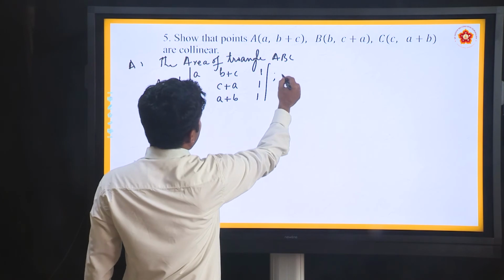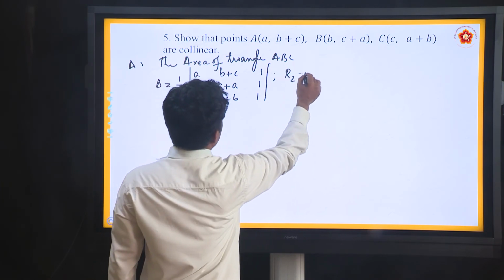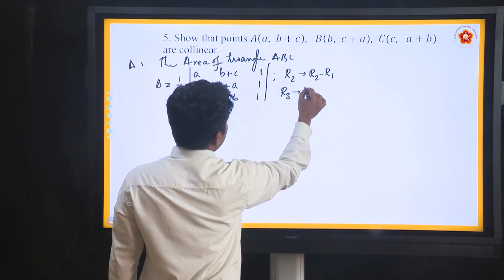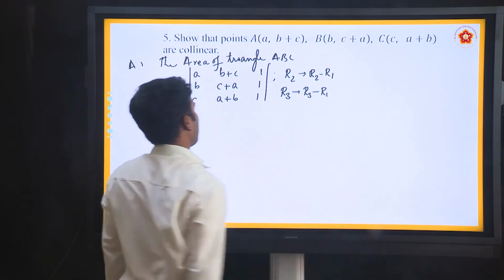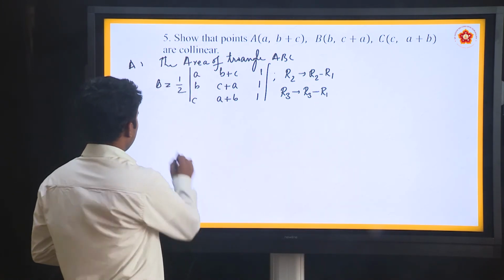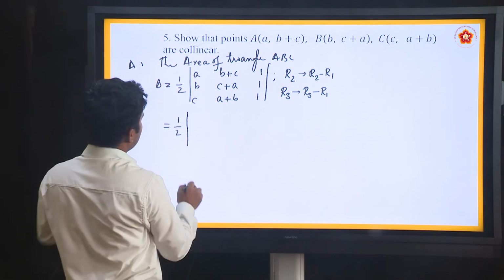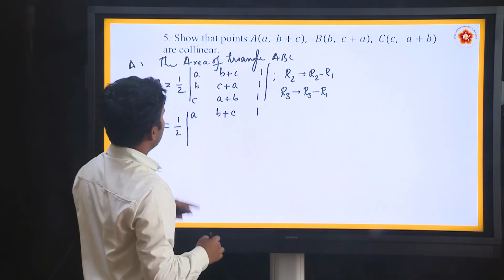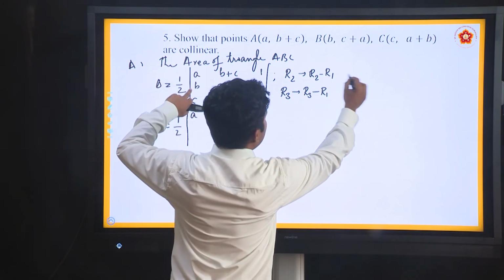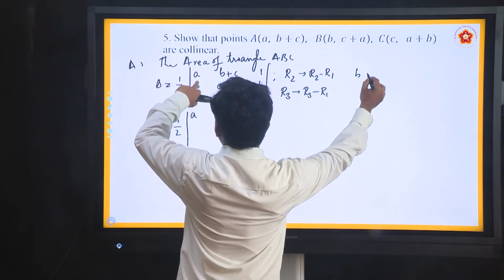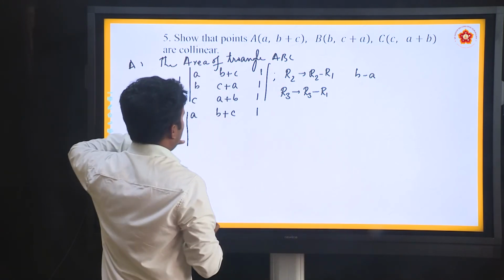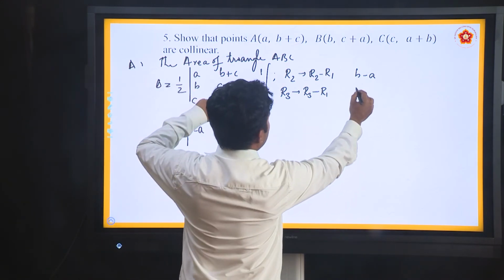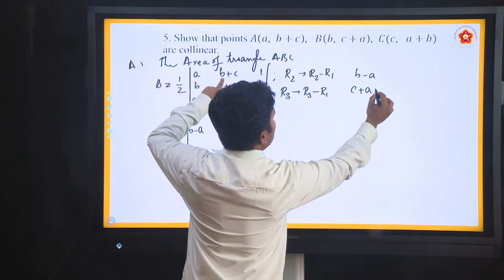See here, what I am going to do is the elementary operations: R2 as R2 minus R1, and R3 as R3 minus R1. This is what we are going to apply now. So, which is equal to half into, R1 does not change, which remains as it is, A, B plus C, 1. Now what about R2? R2 is R2 minus R1. What about this? B, corresponding element is A minus A in R1. So this entry is B minus A. And what about this? R2 here is C plus A, minus R1.